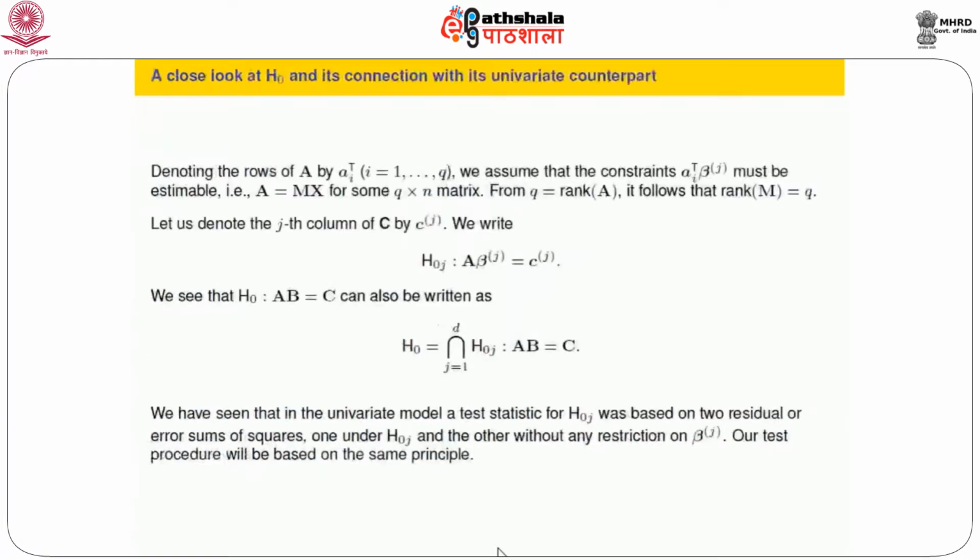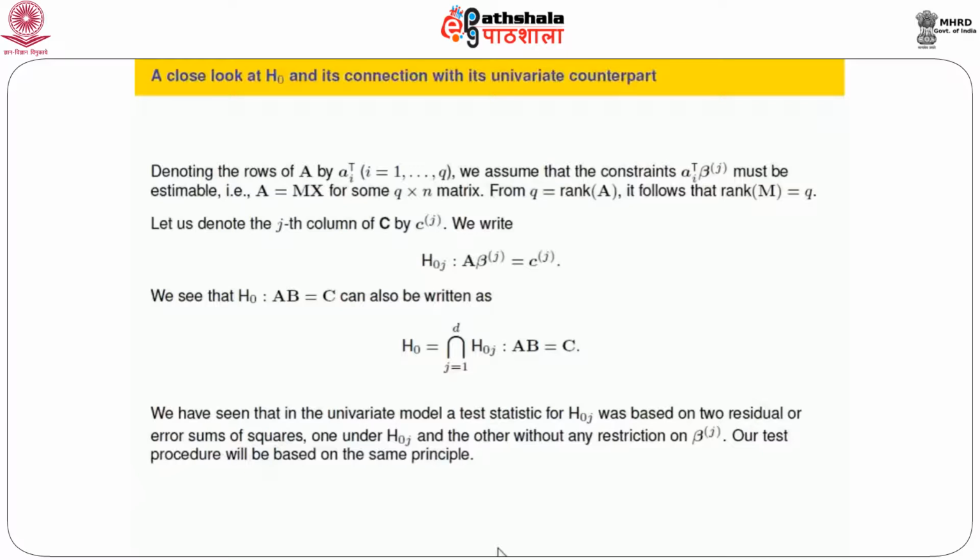Alright, so this is it. And we denote the rows of the capital A matrix by ai transpose. And we assume that the constraints ai transpose beta j must be estimable. The assumption that we were talking about. Otherwise, if it is not estimable, we cannot even go for setting up a testing problem. In other words, following the univariate scenario, essentially the same kind of arguments will imply that A = MX for some q cross n matrix M. And from q = rank A, it follows that rank of M is equal to q. One can prove it.